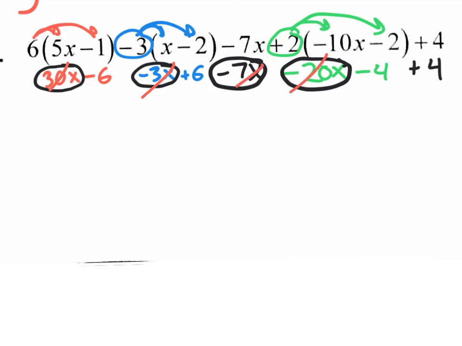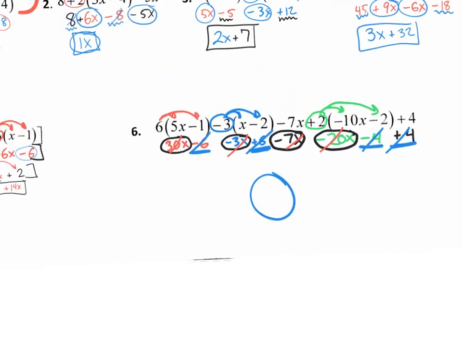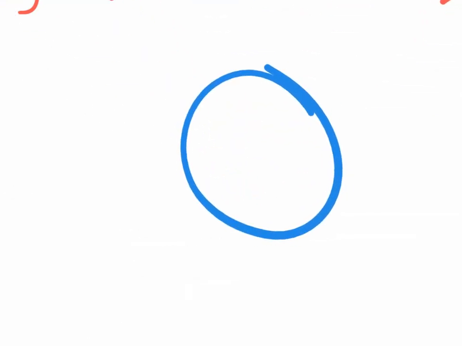Let's go for the numbers now. What about this minus 6 combined with that plus 6? That's 0, cancels out. What about the minus 4 with the plus 4? 0, cancels out. Your whole answer is 0. All that work for nothing, literally, right? Get it? Nothing, 0 is nothing.